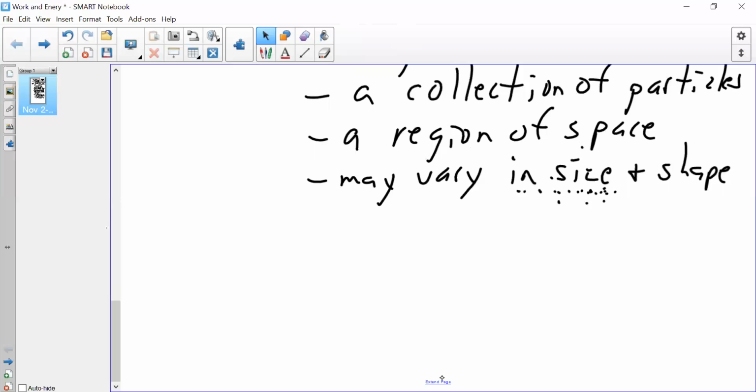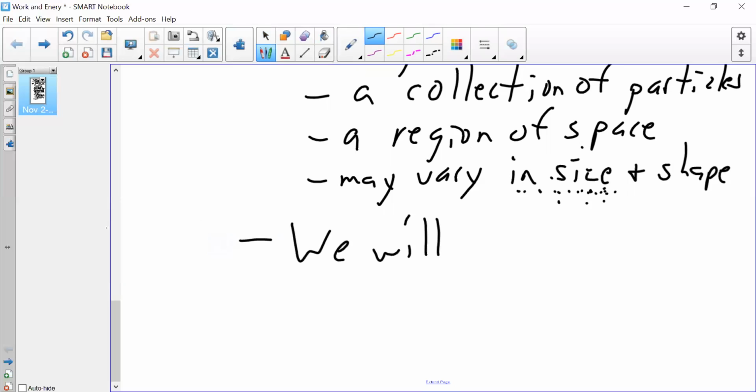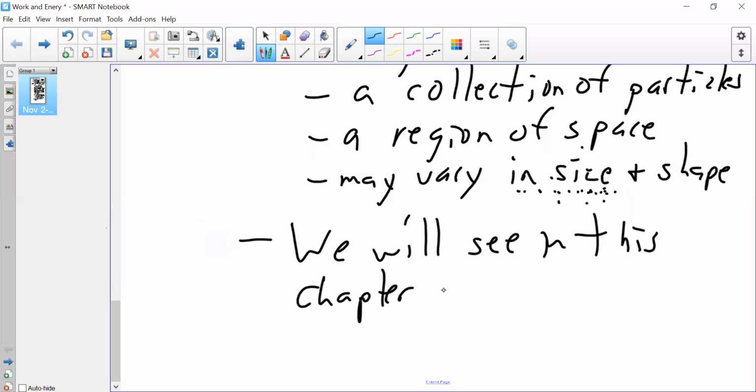So like I said, we will see in this chapter that, generally speaking, systems are more than one object. It's really non-essential to even get caught up in the fact that some people will choose it just for whatever esoteric reasons they want, but it's not a big deal.